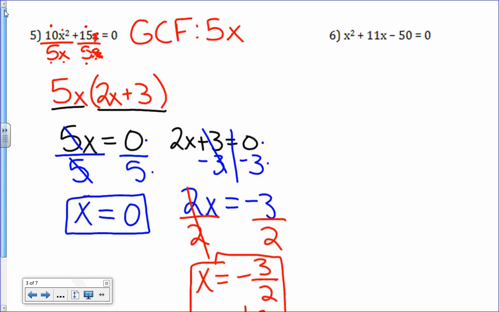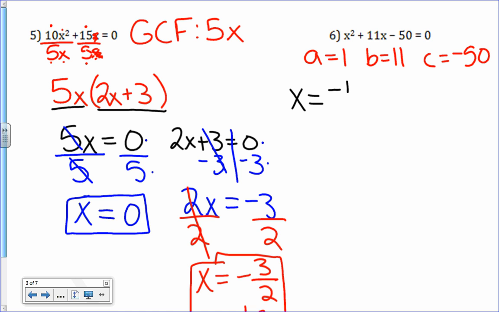Now, if you look at number 6, okay, you could set it up and do the quadratic formula. Right here we got a equals 1, b equals 11, c equals negative 50. So we'd want to take those three numbers, and we can go ahead and do that because it's set equal to 0. We want to take those, and we want to plug them in.